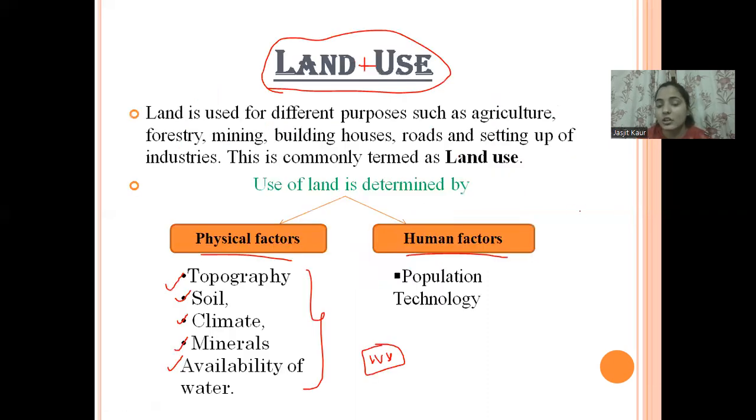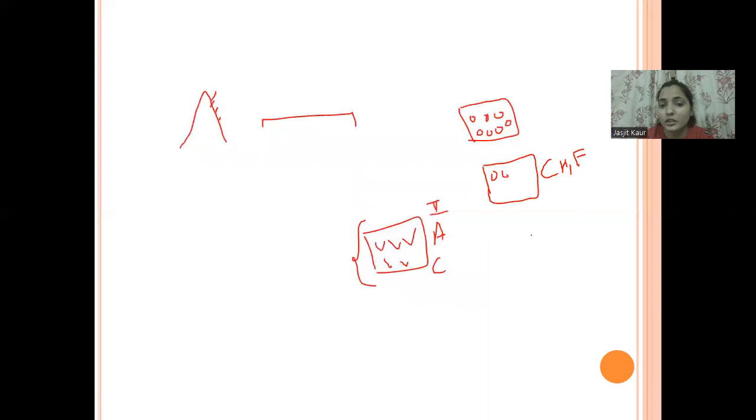And the second is technology. Technology also plays a very important role in how the land is being used. So if we have good technologies available with us, and suppose we have a land in which a very good amount of gold is available.